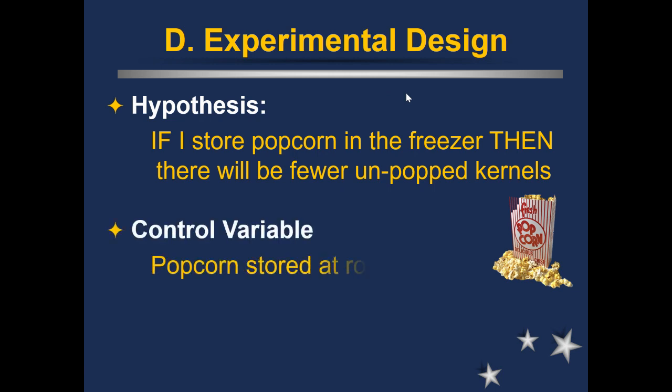What am I going to have as a control variable? My standard popcorn is always stored at room temperature. I keep it in a cabinet. You might keep it in a pantry. You might keep it on top of your fridge, but it's always going to be about room temperature when it's in your home.